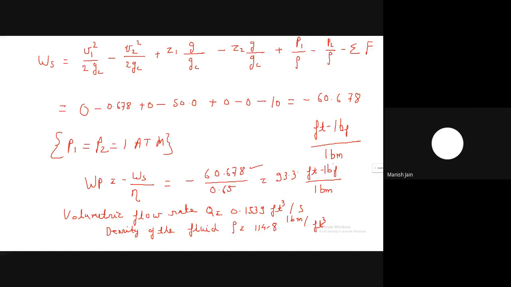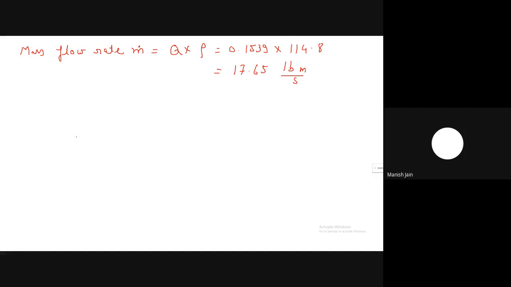Now the energy consumption is given in ft lbf by lbm. So basically a foot pound force divided by pound. When you multiply this with the mass flow rate, when you multiply wp with m, it will convert into power, that is foot pound force divided by second. Okay. So basically the pump power is equal to wp multiplied by m.